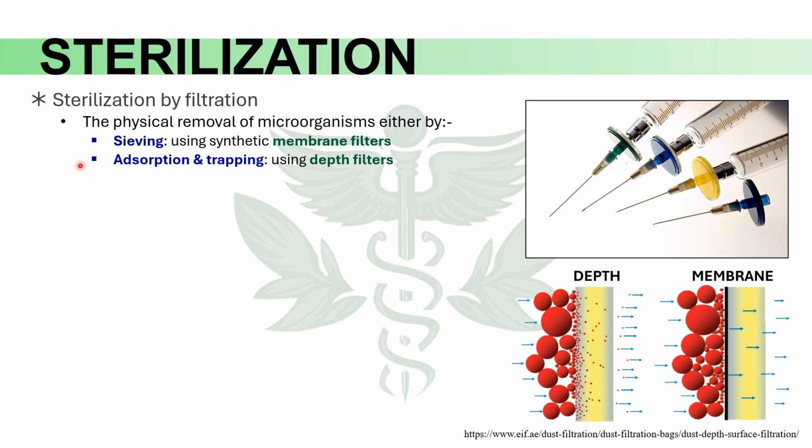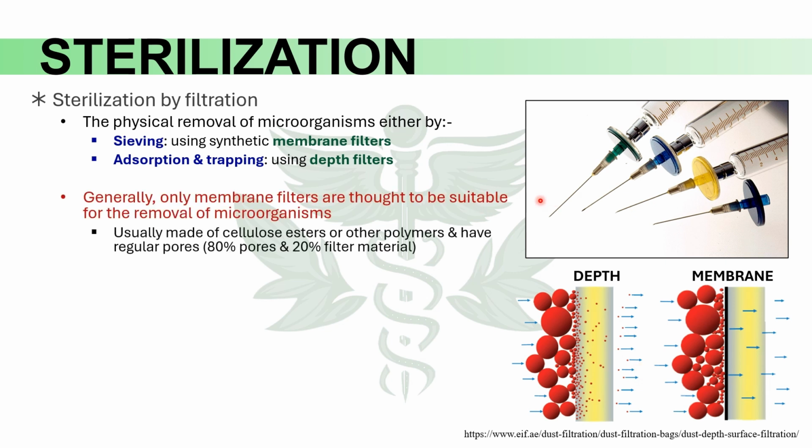So what's the difference between membrane filters and depth filters? As we can see from these two diagrams right here, both types of filters will block microorganisms from passing through, but depth filters block less of them. Therefore, only membrane filters are considered reliable and suitable for the removal of microorganisms, again, as we can see from this diagram right here. The filter itself is composed of the filter material, which can be cellulose esters or other polymers, and pores, which actually make up the majority of the filter.